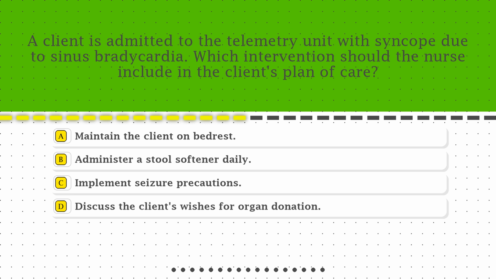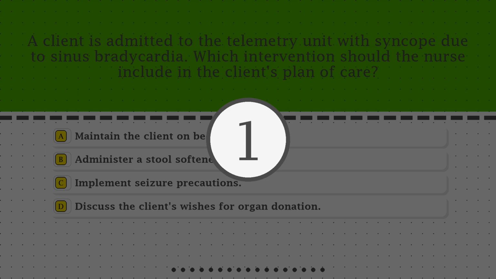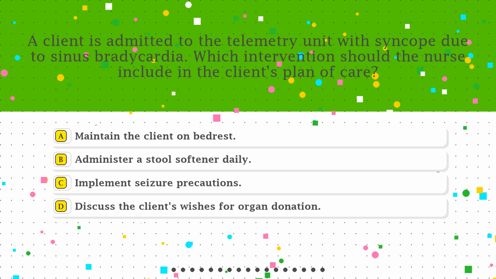Option A. Maintain the client on bed rest. Option B. Administer a stool softener daily. Option C. Implement seizure precautions. Option D. Discuss the client's wishes for organ donation. The correct answer is option B.